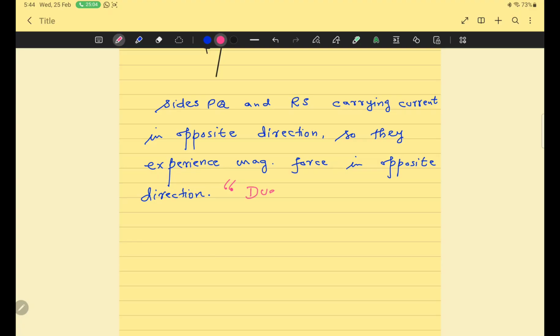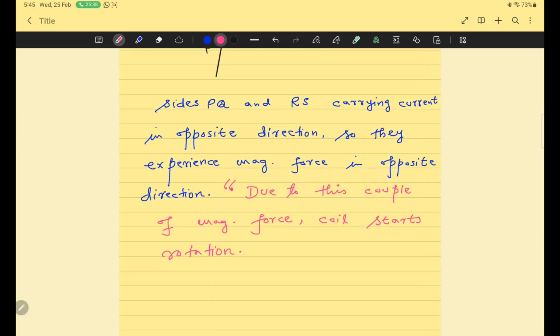Due to this couple, meaning two forces of equal magnitude acting in opposite direction, due to this couple of magnetic force, the coil starts rotation. Note down this working.